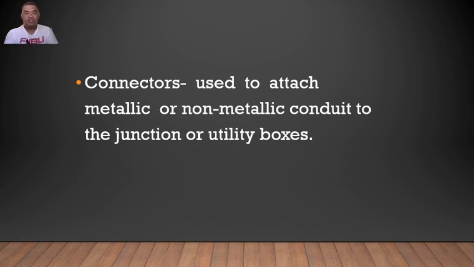Okay, next we have connectors, no? These are used to attach metallic or non-metallic conduit to the junction or utility box. So for example, if you are trying to connect a utility box to a conduit, at the end of the conduit you will put a connector. That is used so that our conduit will be attached, or fastened, to the utility or junction box. Okay, so we have the appearance here of our connectors.